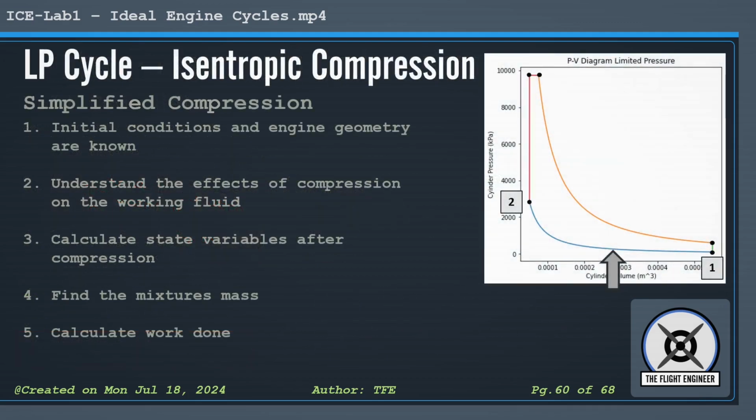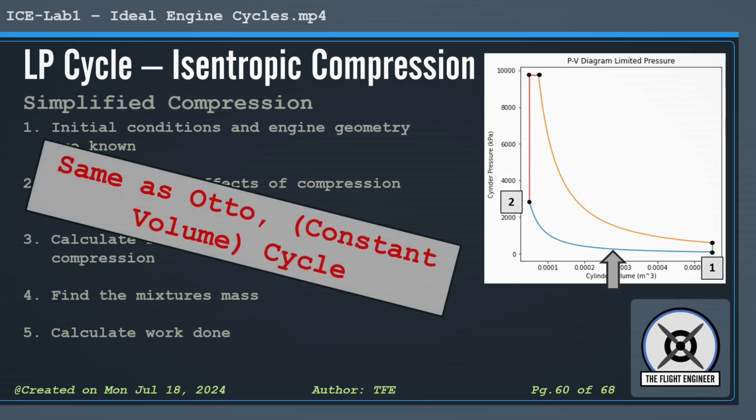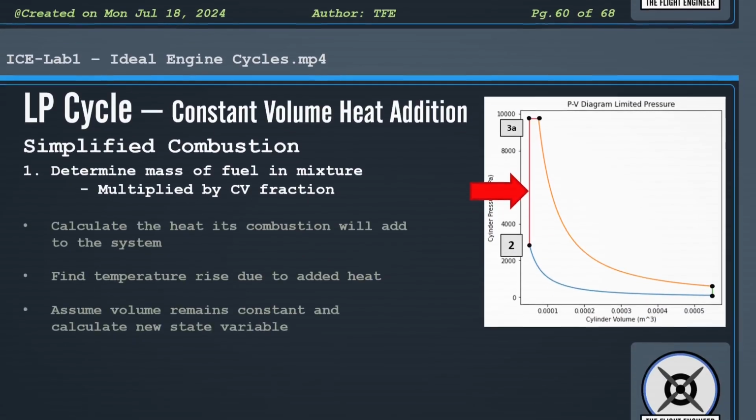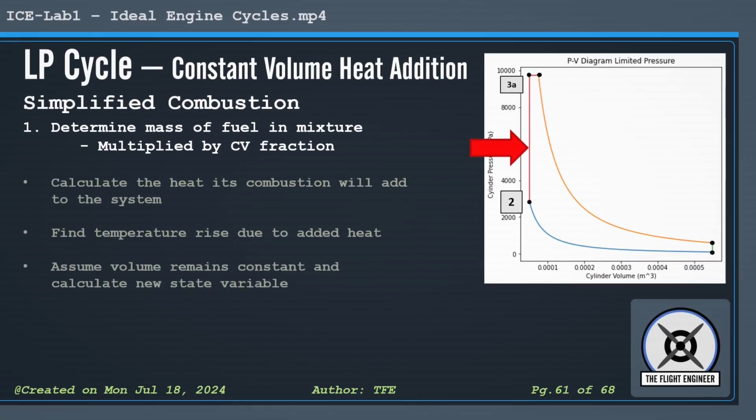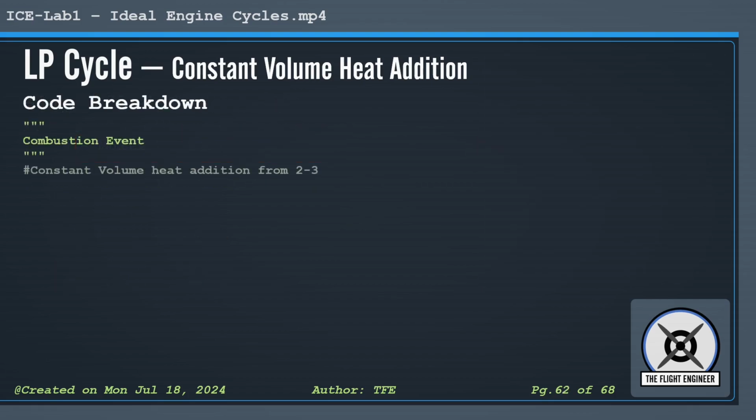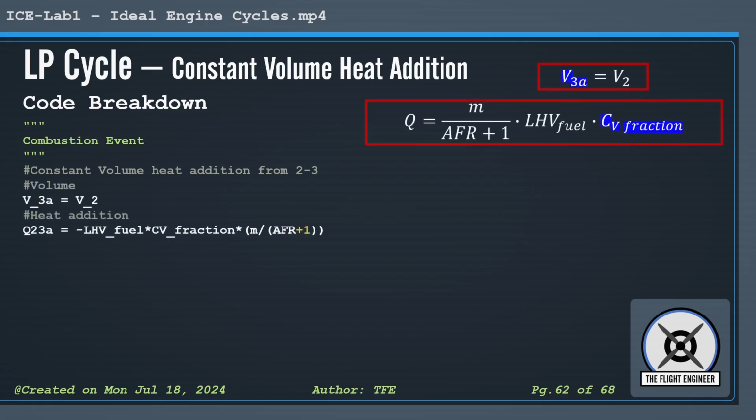Diving into the workflow, we can skip isentropic compression as it's the same process shown in prior cycles. Constant volume heat addition will look the same as it did in the Otto cycle, but when we determine our mass of fuel, we must multiply it by the CV fraction. This is how it's represented in code. Volume at 3 alpha is equal to volume at 2. Heat added from 2 to 3 alpha is the same equation as we defined previously, but we multiply the whole thing by the CV fraction.